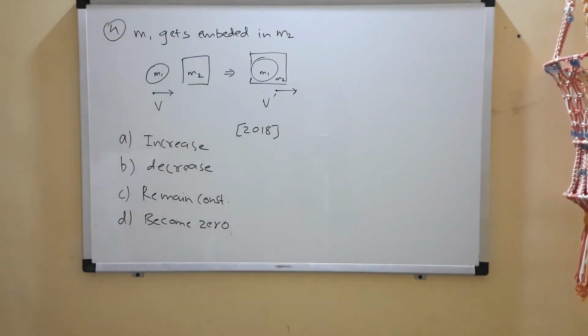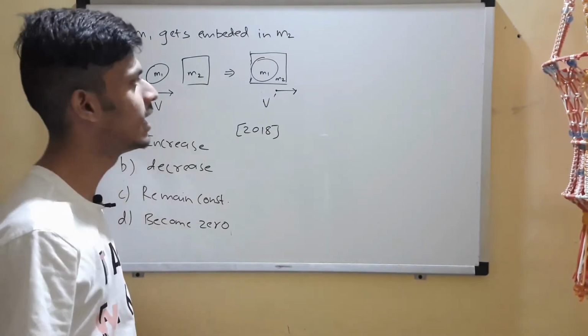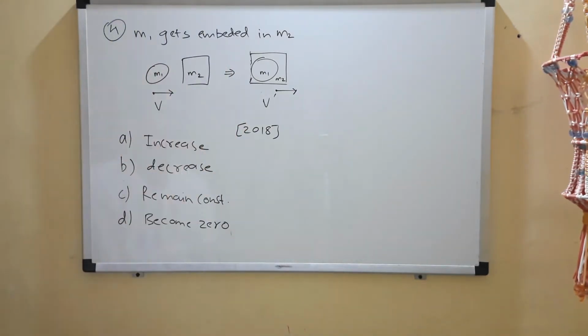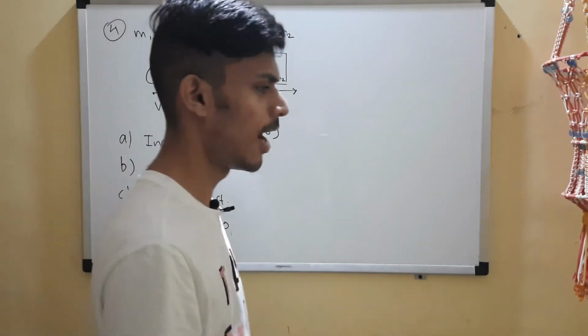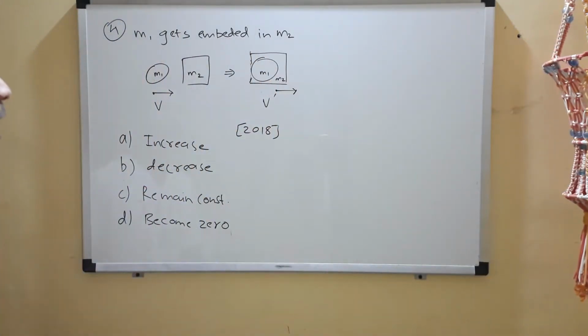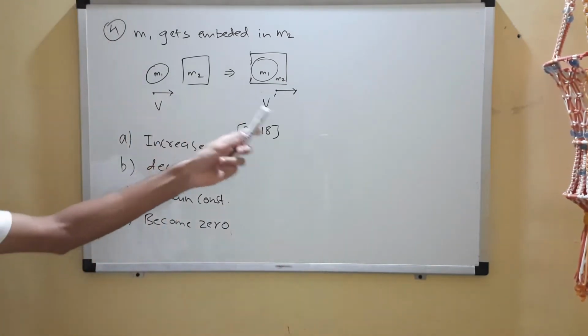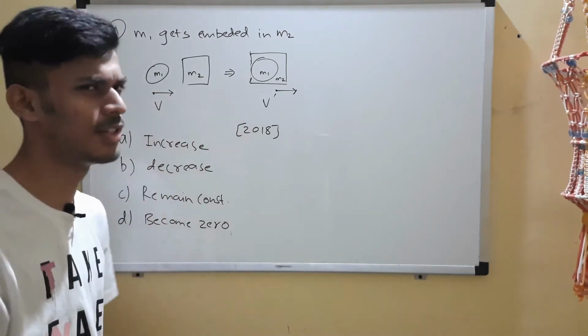Okay, question 4 over here on the board. It's from BITSAT 2018. In this question, you have two masses m1 and m2. m1 is initially moving with velocity v, m2 is initially at rest. After some time there is a collision between the two. m1 gets embedded into m2 after the collision, and they move together as a system with velocity v dash.